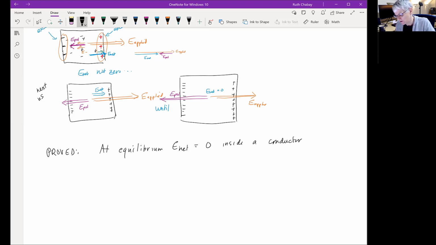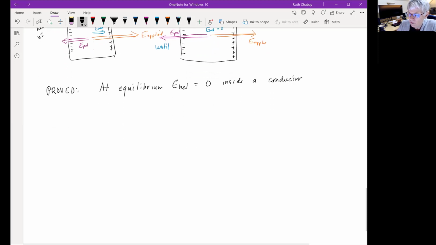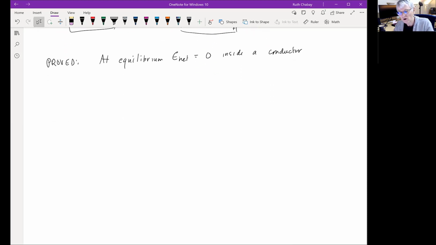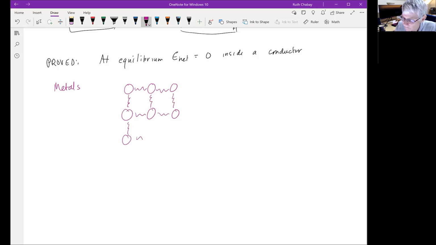Okay, so we know salt water is a conductor, but we also know metals are conductors. So how does this work in metals? Our model of metals, we had this ball and spring model where metal atoms are connected by chemical bonds to other atoms, and these are covalent bonds. So where are the mobile charges?